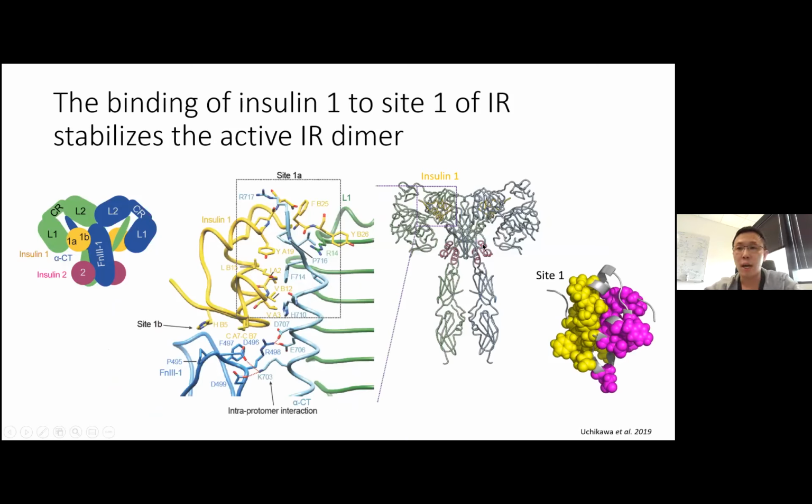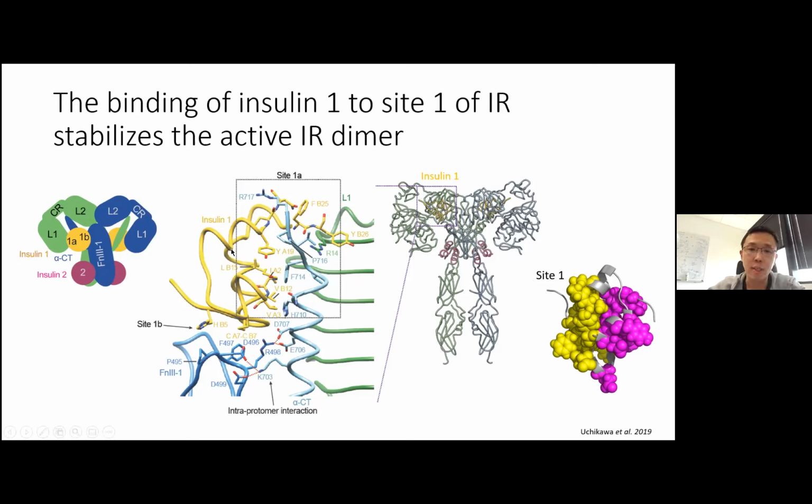People know that site 1 binding is very, very critical for insulin receptor activation. But from our structure, we can also understand why insulin binding to site 1 is important for activation. We can see that insulin bound at site 1 in the active state simultaneously contacts two protomers. In this way, the binding of insulin at site 1 can stabilize the T-shaped active state of the receptor.